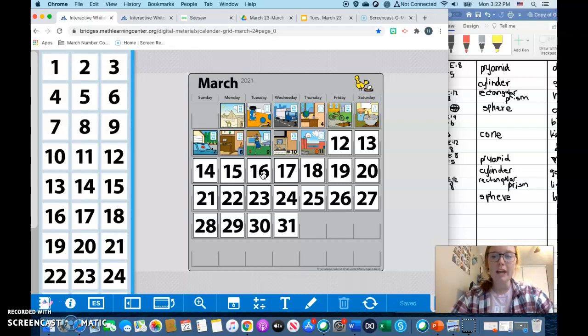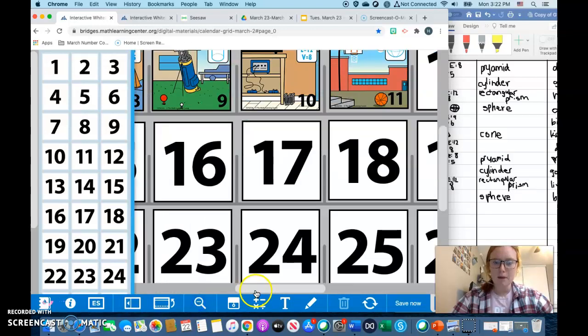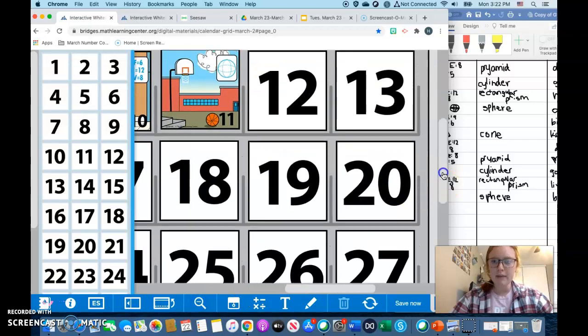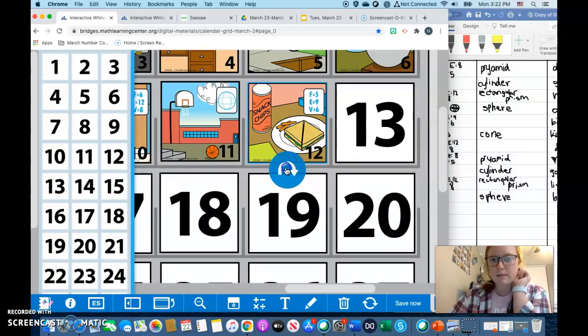Okay, so we are going to start with March 12th because we need to crack the code. We need to figure out what this new mystery shape is. So I'm going to zoom in on our March 12th card, and I want you to take a minute and look at it. What do we notice about it? Well, I see a yummy sandwich. What's your favorite kind of sandwich? I like a nice ham sandwich with lettuce and cheese. Then you have some snack chips here. And then in our mystery box, we have our FEV. Who remembers what that is? You're right, it's our faces, our edges, and our vertices.